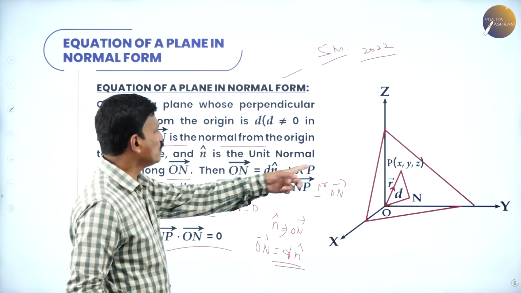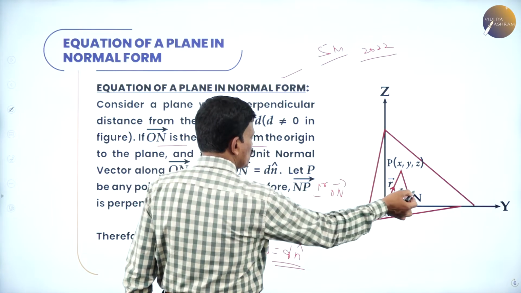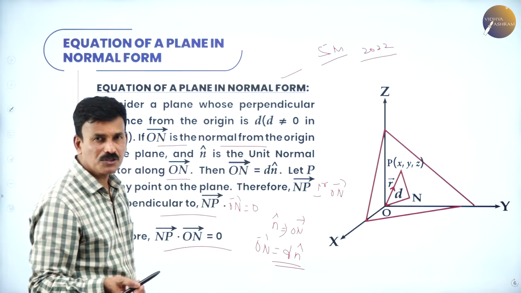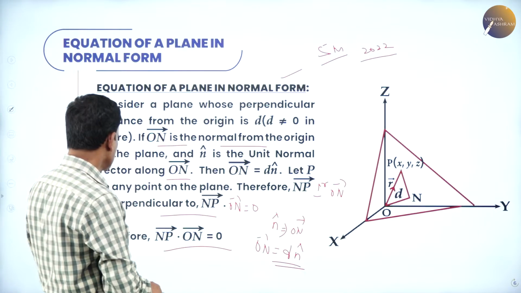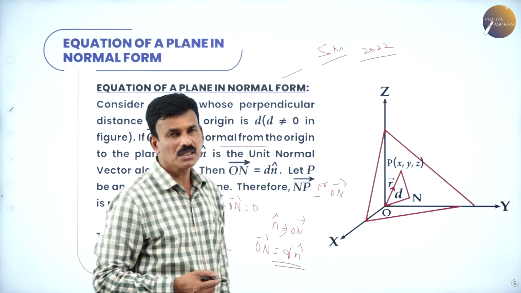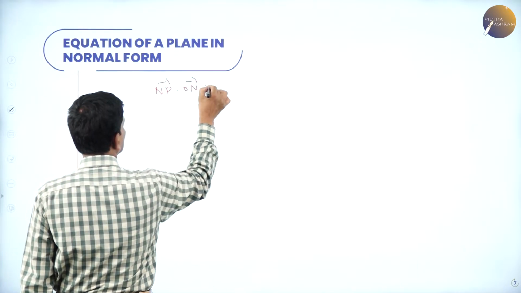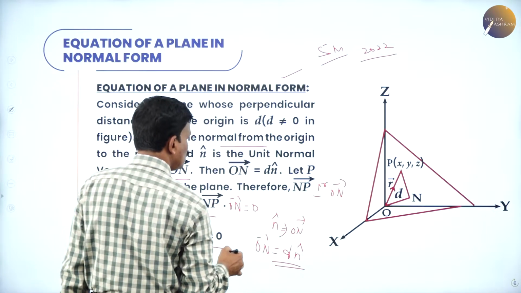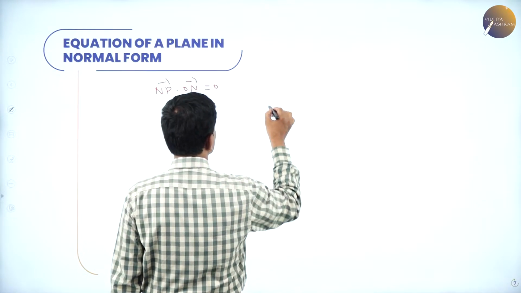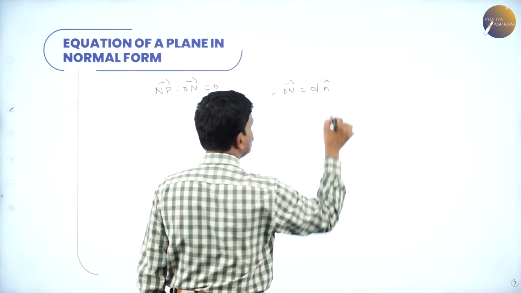Let P(x, y, z) be any point on the plane. Therefore vector NP is perpendicular to ON. Vector perpendicular to ON means NP dot ON is equal to 0. From this we can derive the equation of the plane. Since NP dot ON is equal to 0, what is ON? ON is equal to d n cap.